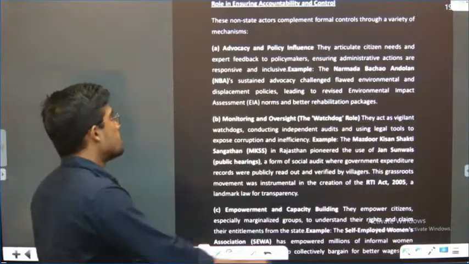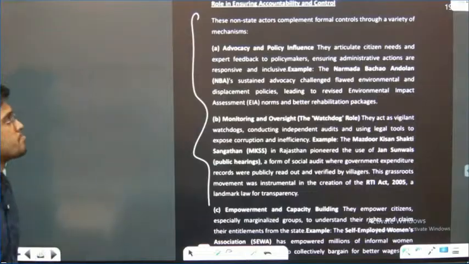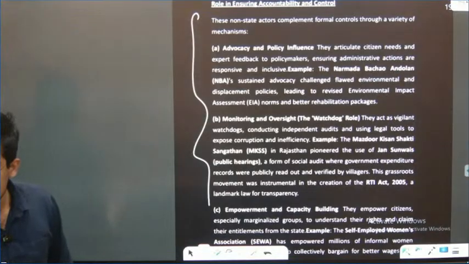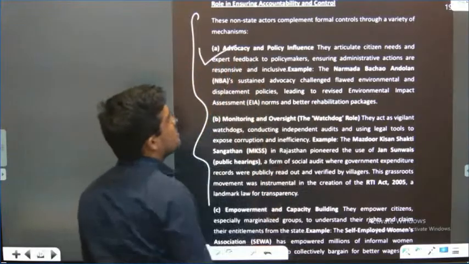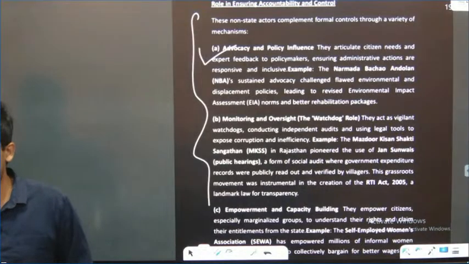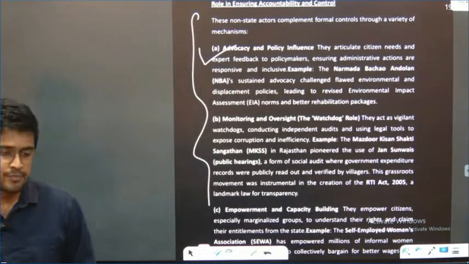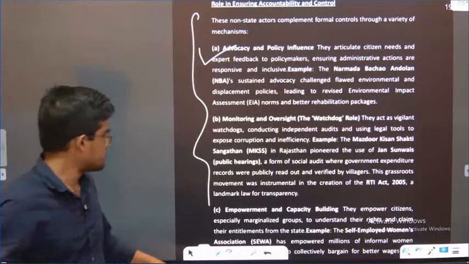Now, how are these non-state actors complementing formal controls? How are they complementing formal control? First, they advocate and influence policy. For example, Narmada Bachao Andolan. Who was the leader of that movement? Medha Patkar.